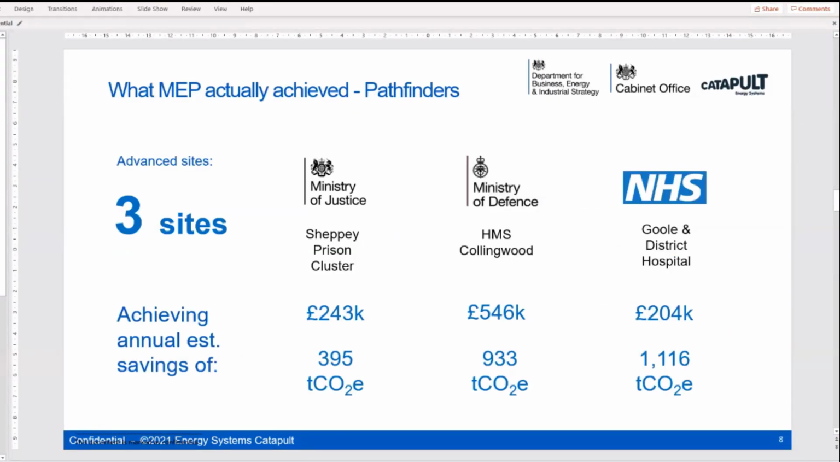So just a quick update on what MEP has actually achieved across 3 of the Pathfinder sites. These were the early sites that were kicked off during that first phase of the programme. You can see here, I won't read it all out, but you can see the amount of savings that have been delivered, both in terms of finances and also in terms of tonnes of carbon equivalent. So some good benefits there, and we're very, very proud of what has been achieved so far.